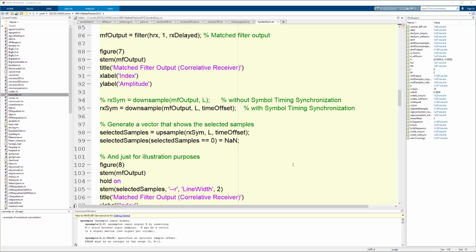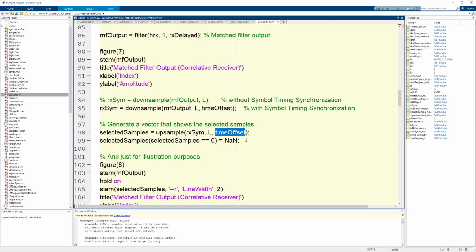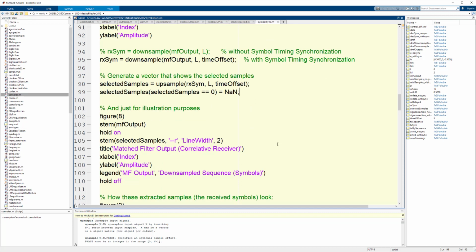Now at this time, suppose we have perfect timing sync, so I know the time offset. So I'm putting the time offset in as my timing phase in the upsample. Then line 99 is whenever I have those padded zeros, I give a value of not applicable, so it is not going to show on any plot. On figure 8, I plot out the matched filter output, and on the same plot, we plot the selected samples, which are the red dotted lines of the picked samples.